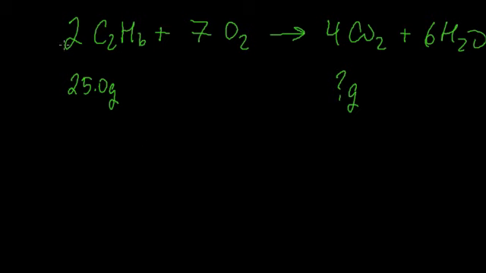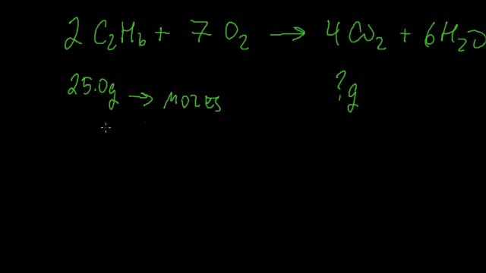All right, well, since our chemical equation is in terms of molecules, 2 molecules of C2H6 plus 7 molecules of O2 gives us 4 molecules of CO2 and 6 molecules of H2O. It also is in terms of moles. 2 moles of ethane and 7 moles of oxygen will give us 4 moles of carbon dioxide and 6 moles of H2O. So if we're given a mass, we need to convert this into moles.